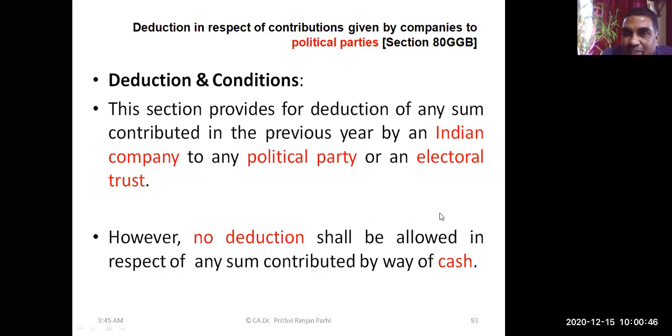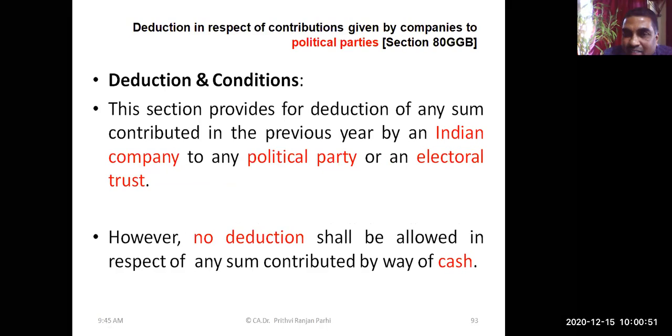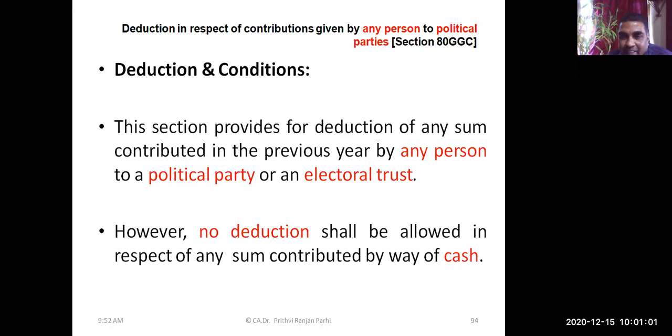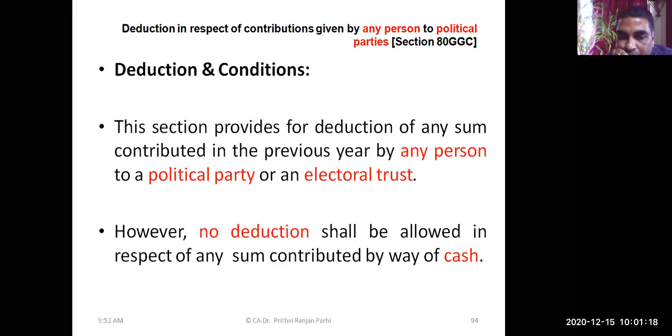Did you understand the difference between 80GGB and 80GGC? 80GGB is for an Indian company making a donation to a political party or electoral trust. 80GGC is for any person making a donation to a political party or electoral trust. But both the donations should be made otherwise than cash. Is it clear to you? Yes or no?